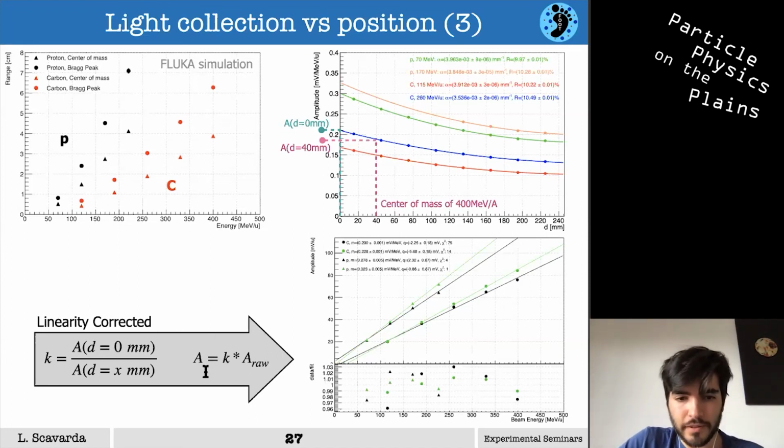After this formula, in black we have before, and in green we have after the correction. As you can see, both from the chi-square of the linear fit on these points, but also from the ratio between data and the evaluation of the fit, we have improved the linearity response a lot.